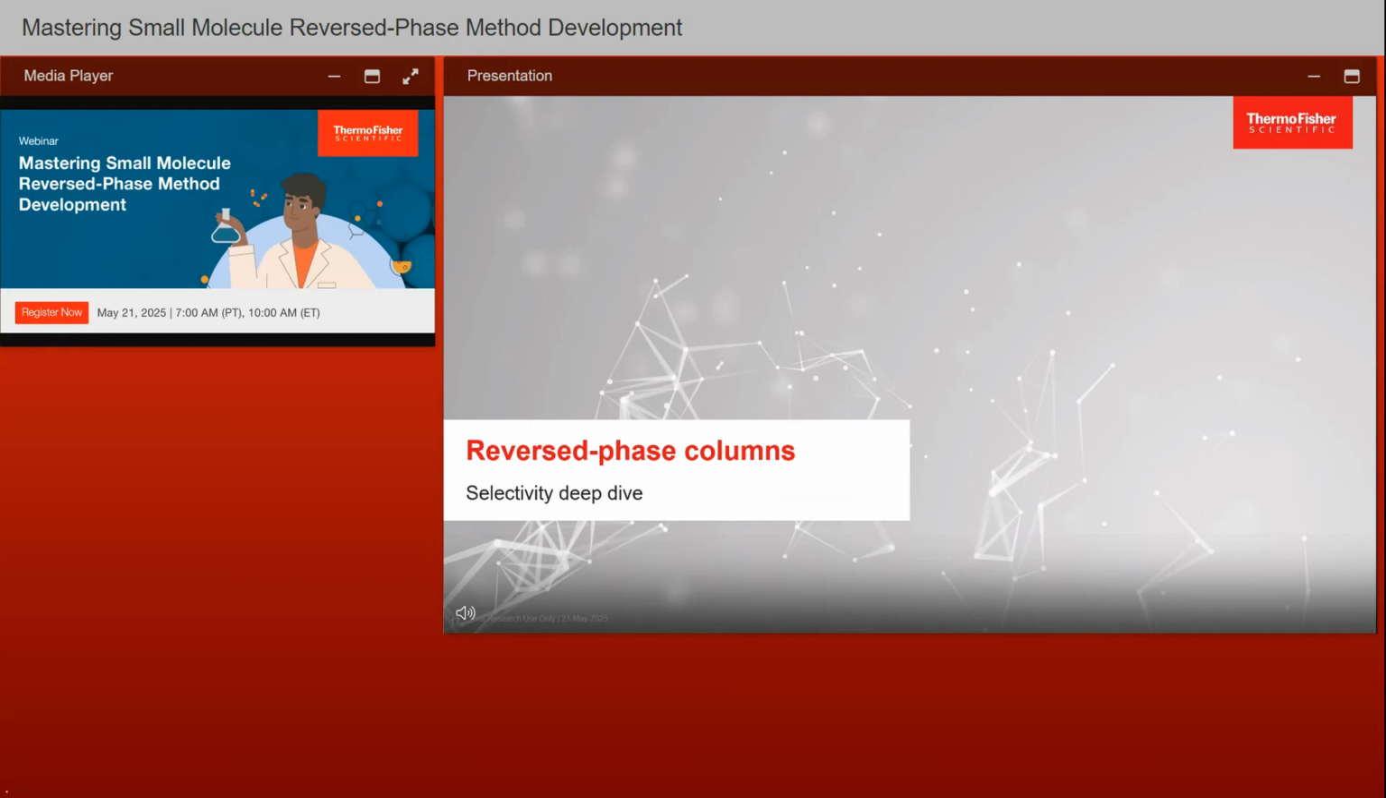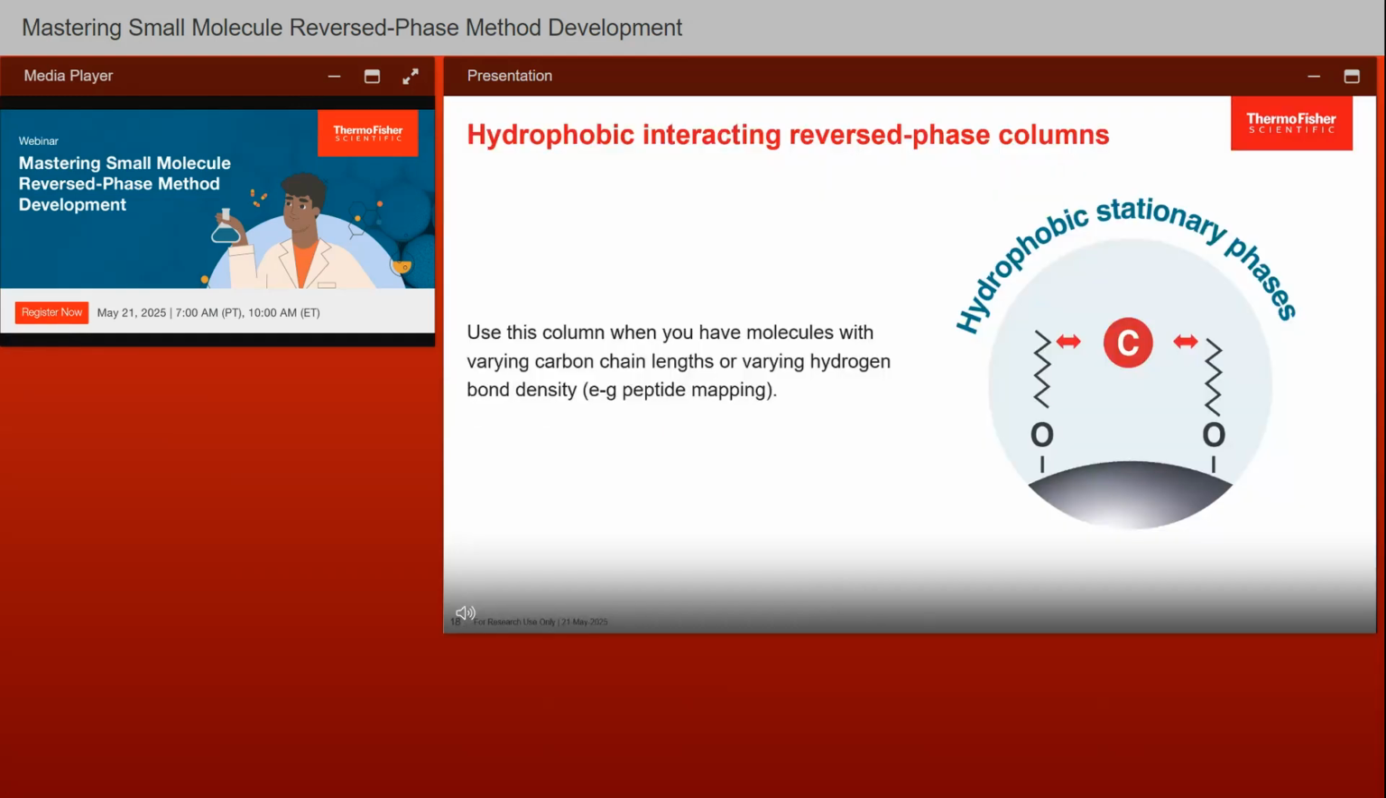In this section, I'll be taking a deep dive into different phases and to give you more insight, what is the difference between hydrophobic and polar and aromatic phases, and what features they can offer to help you in fine-tuning the selectivity of your separation. Let's start with hydrophobic stationary phases. These are commonly used in reverse phase chromatography.